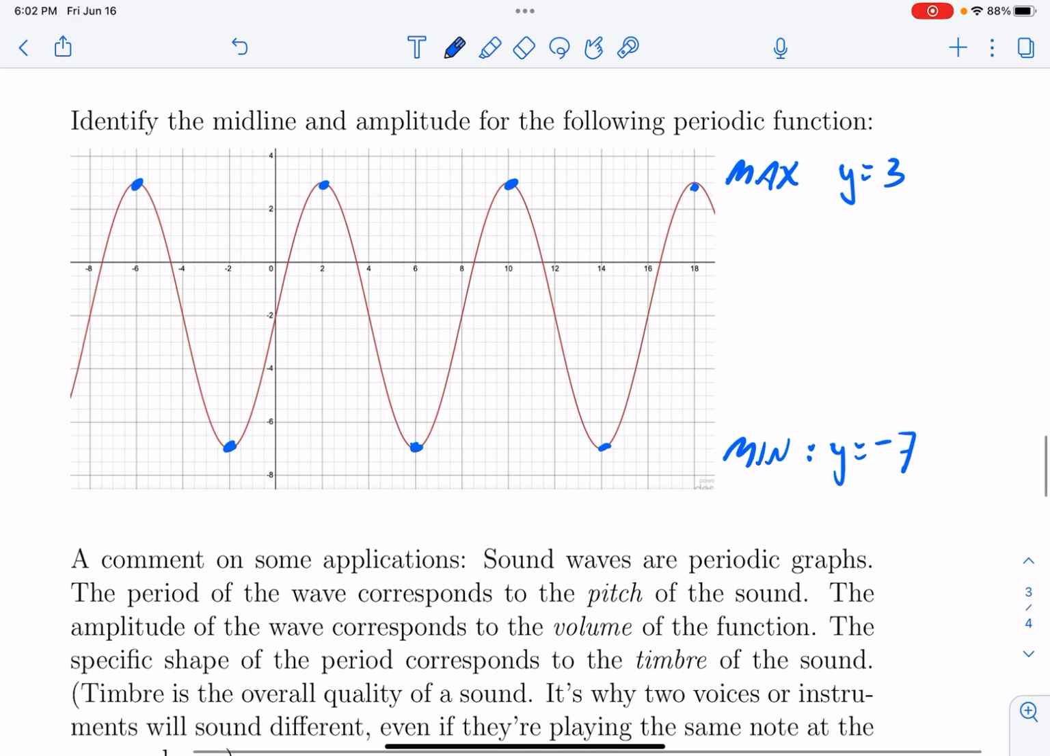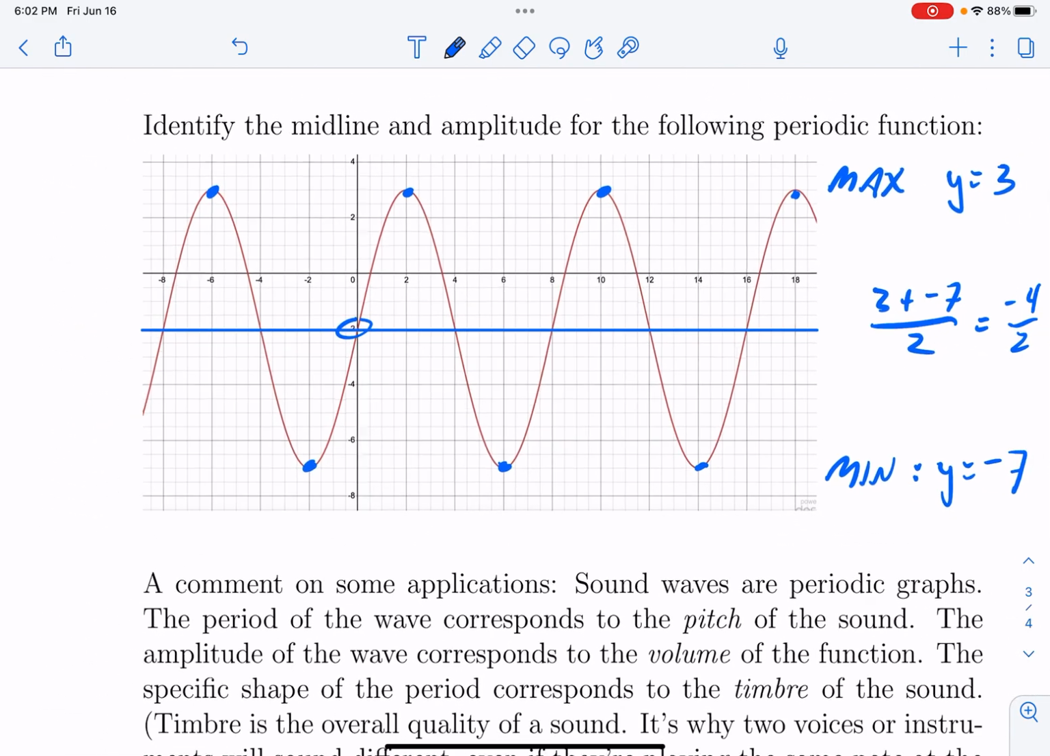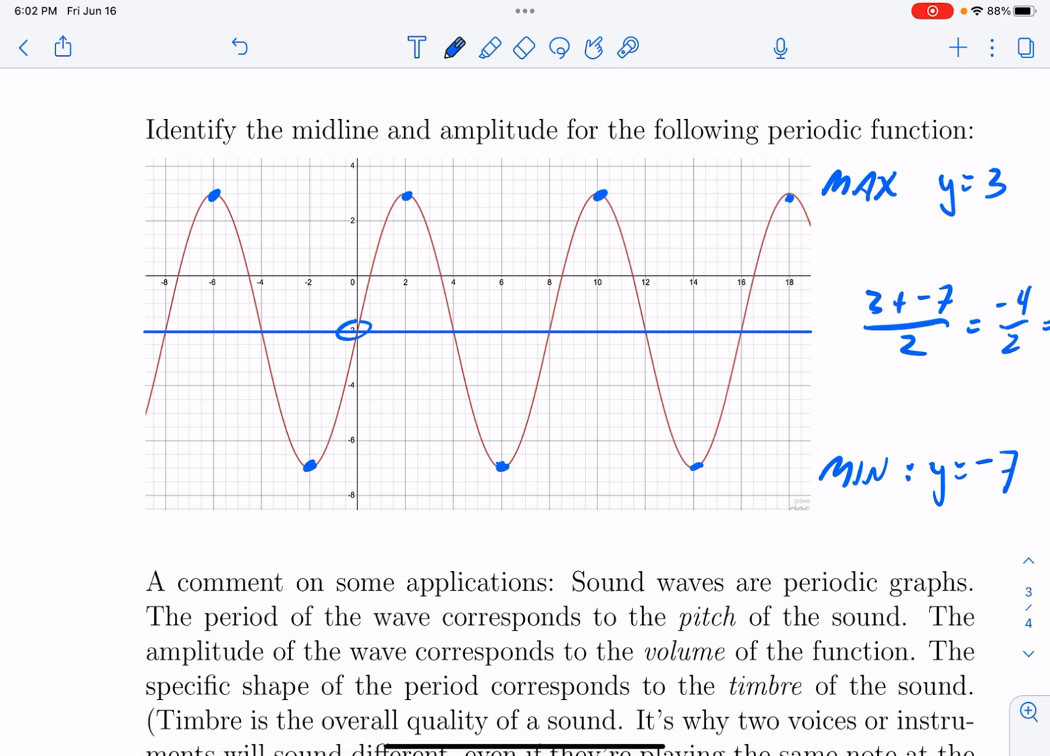So maybe you can figure this out just by looking at the grid. If you want to be careful, you can take the average. So 3 plus negative 7 over 2 is negative 4 over 2, which is negative 2. So if I draw a horizontal line at y equals negative 2, I should be drawing a line where basically the graph is above that midline for half of it and below it for half of it. Right? In a case with a perfectly balanced wave, that'll be true.